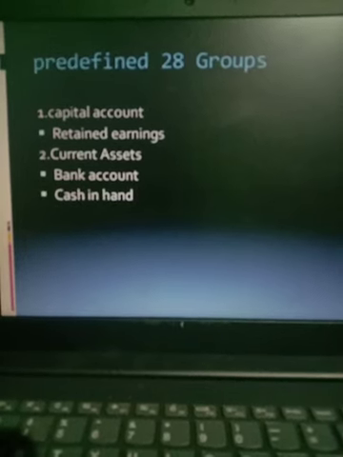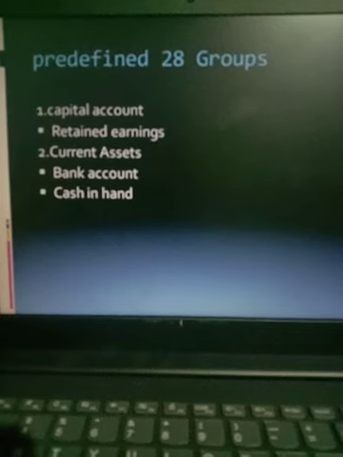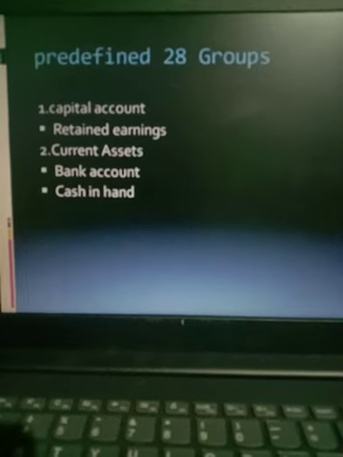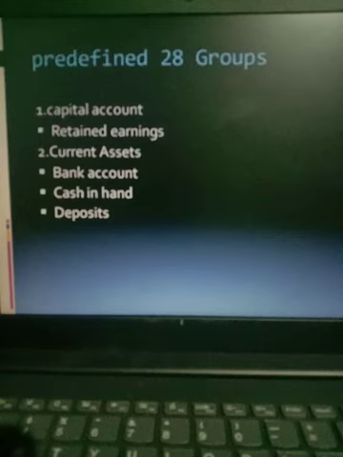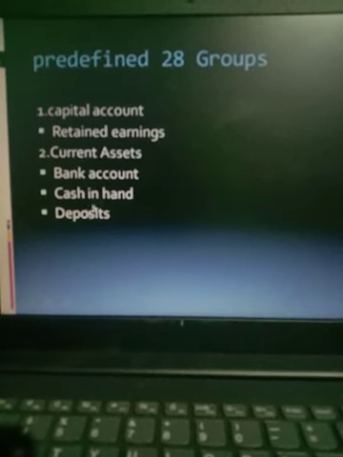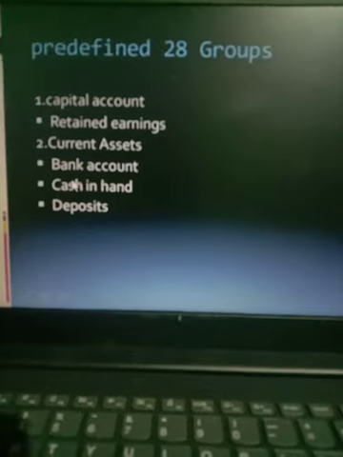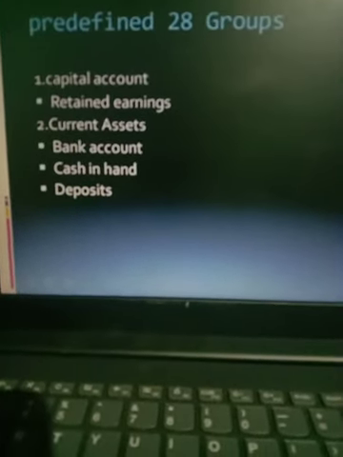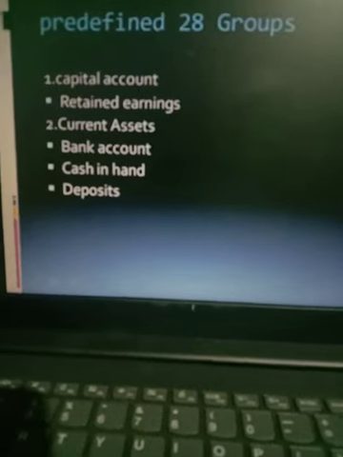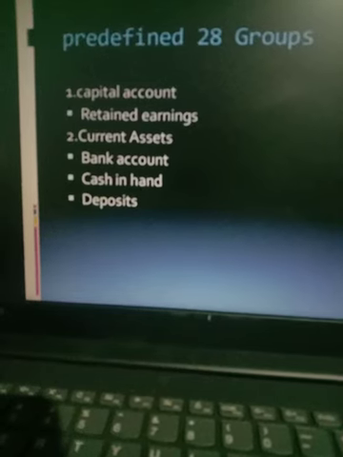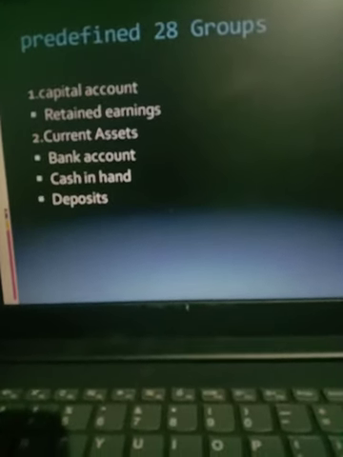Next one is cash in hand. Cash in hand means immediate availability of cash, hard cash available in the company or in bank. Next one is deposits. Deposits are given under the current asset, means whatever deposits are made by the company come under deposits only. Examples for deposits are fixed deposit, recurring deposit, and security deposit, etc.